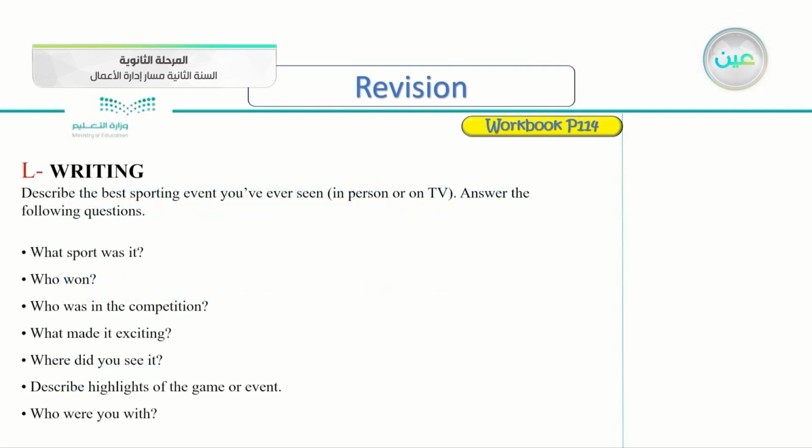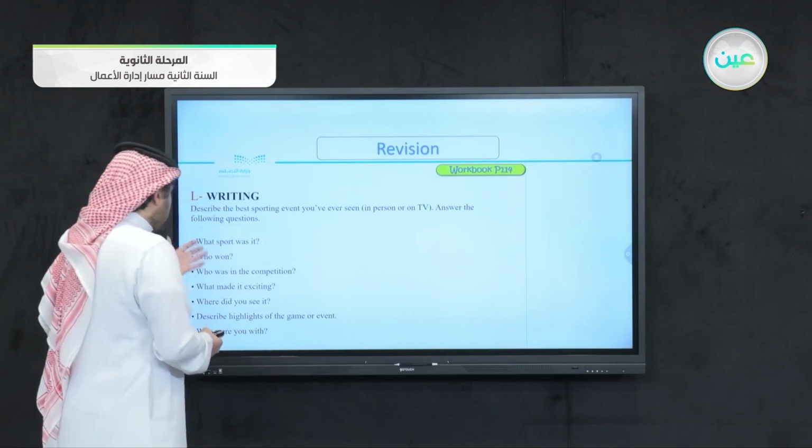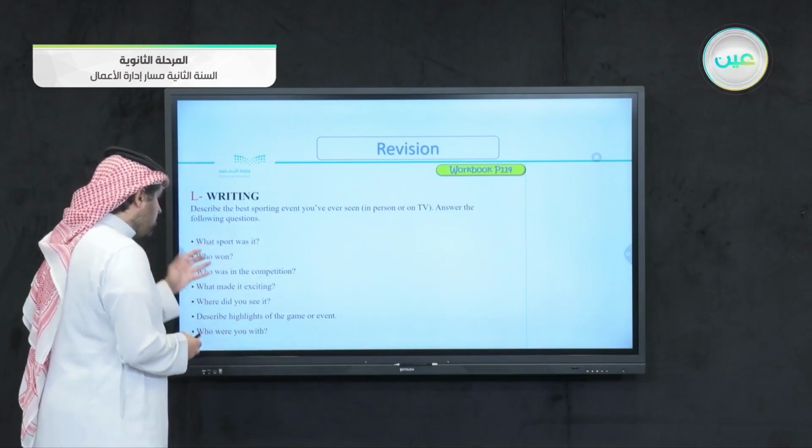Exercise L here, writing. Describe the best sporting event you've ever seen in person or on TV. Answer the following questions. So all of these questions you will answer according to your own experience. The best sporting event you've ever seen. What sport was it? Who won?